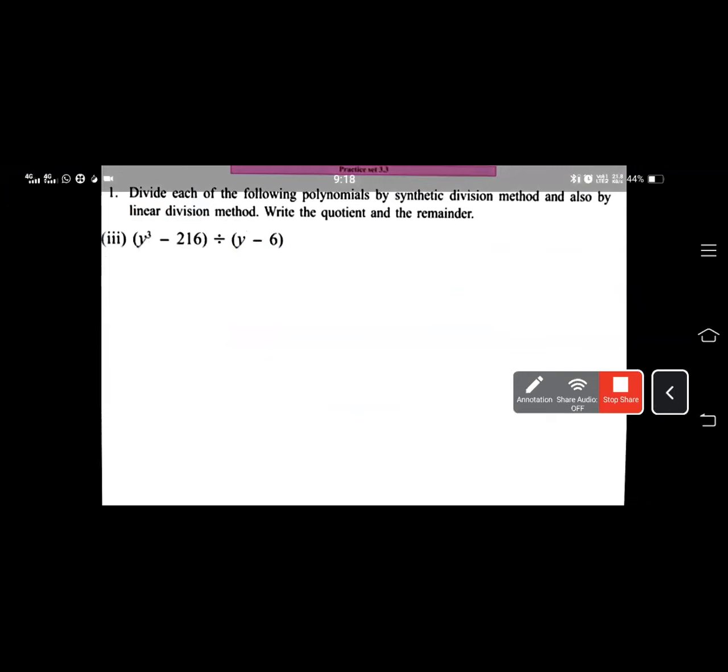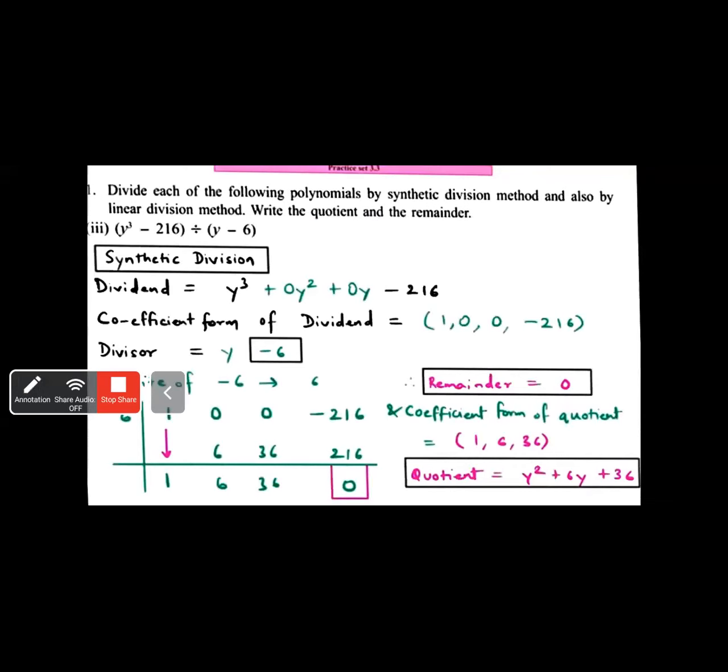So what is the next question over here? y cube minus 216 divided by y minus 6. Here what you have to do is write the coefficient form of the dividend, then the divisor and the opposite of that value. Okay, so we are starting synthetic division.